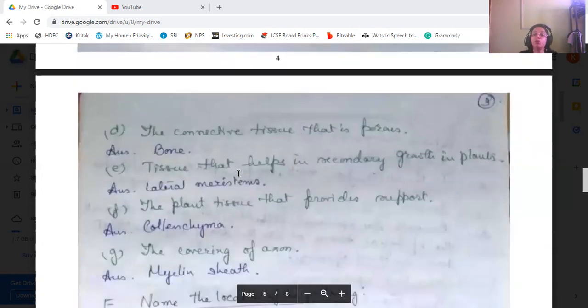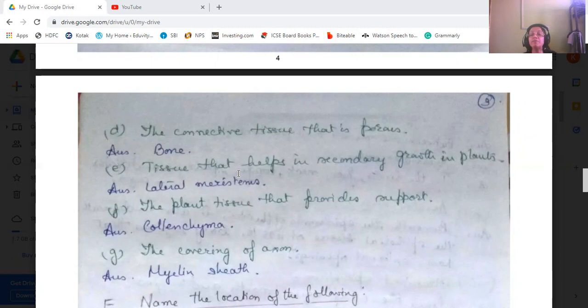Then the porous connective tissue is our bones. Okay. The tissue that helps in secondary growth in plants, that is lateral meristem. Then the plant tissue that provides support, that's the collenchyma. The covering of the axon is known as the myelin sheath.